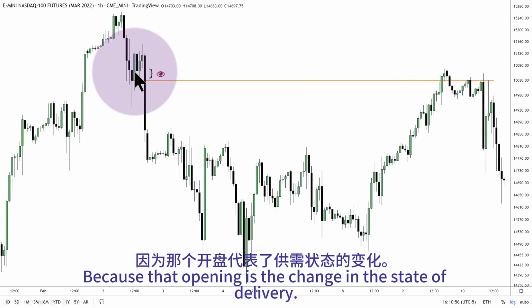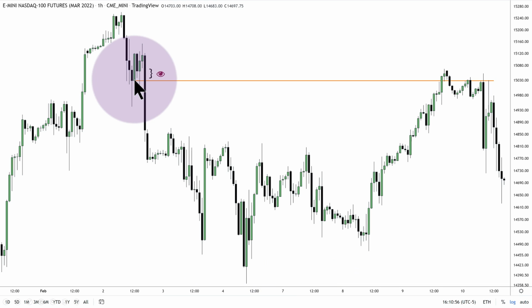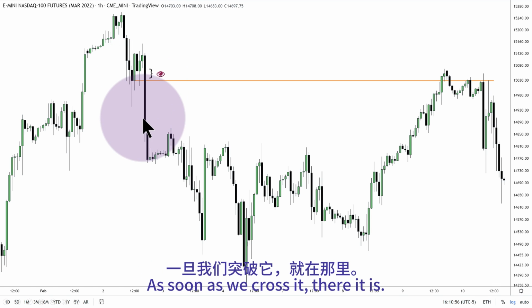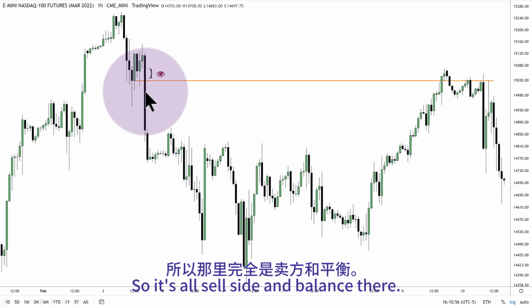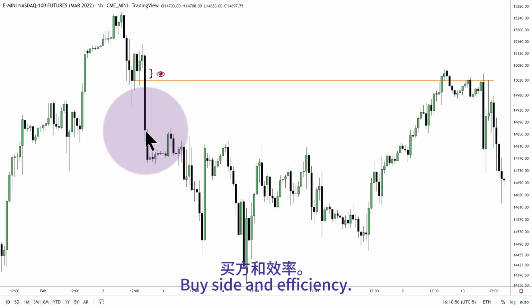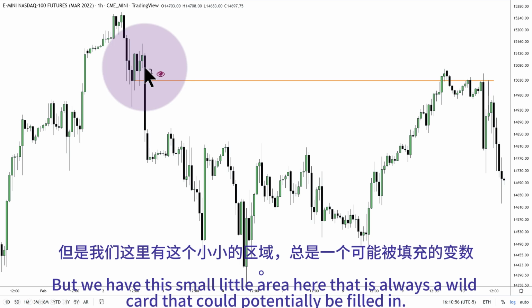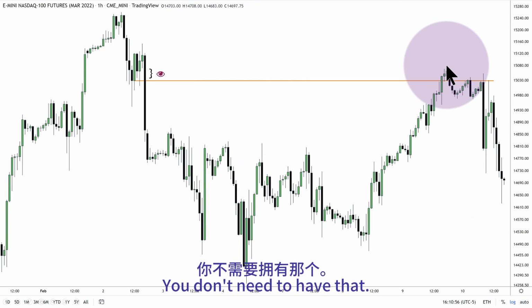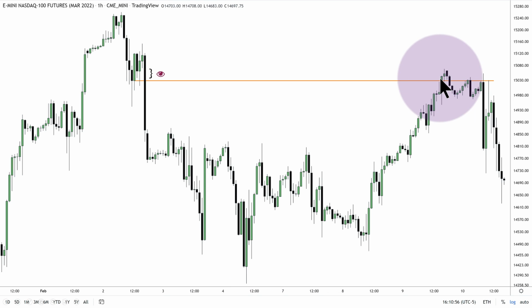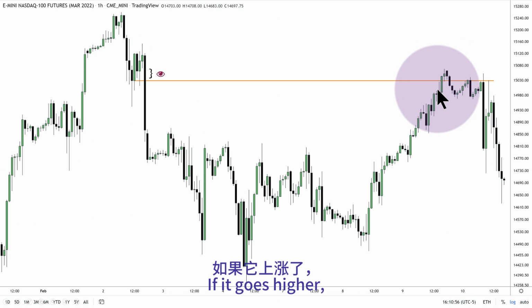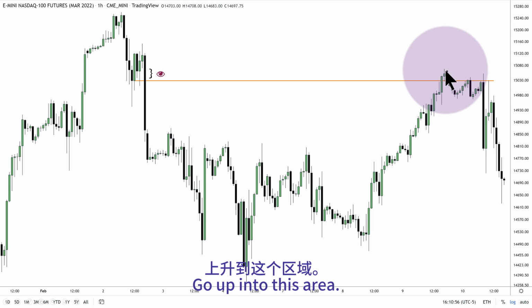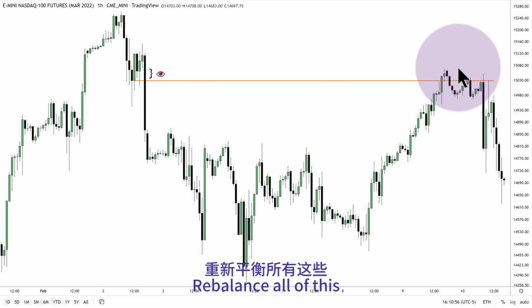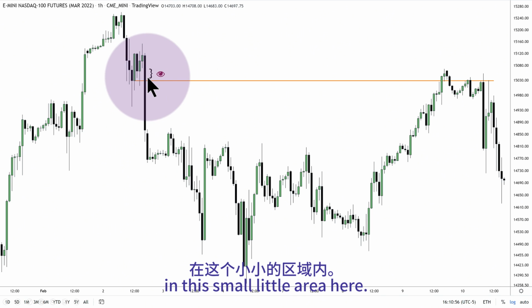Why? Because that opening is the change in the state of delivery. Right there. As soon as we cross it, there it is. So it's all sell side imbalance there. Buy side inefficiency. But we have this small little area here that is always a wild card that could potentially be filled in, and we can see that actually happens here. Put that aside for a moment. You don't need to have that. You don't need to trade that. You wait. If it goes higher, this is what you're waiting for. Go up into this area, rebalance all of this and this small little area here.